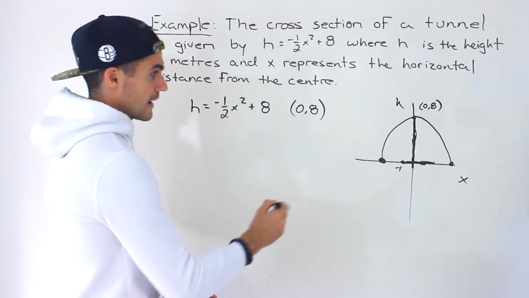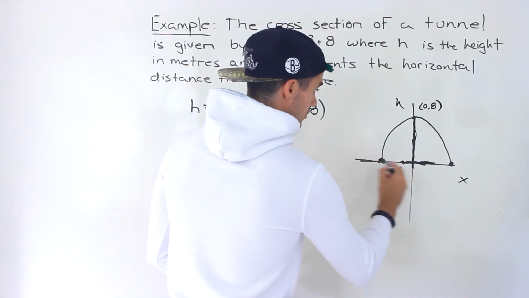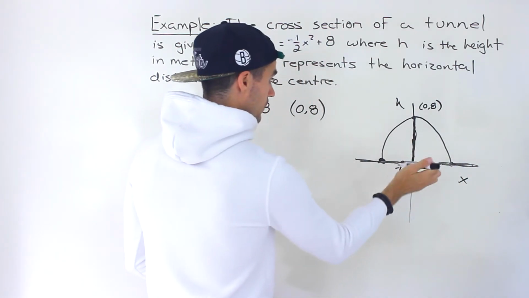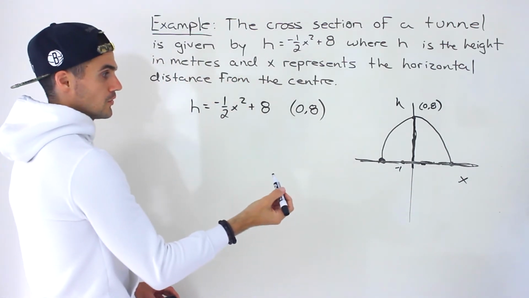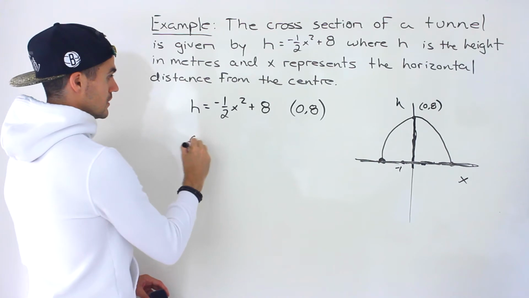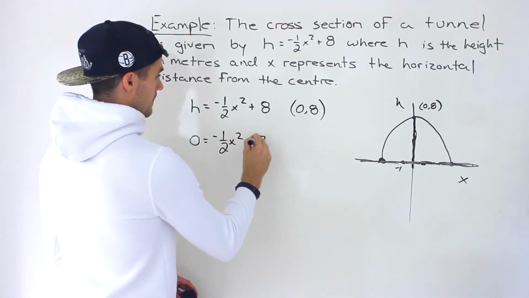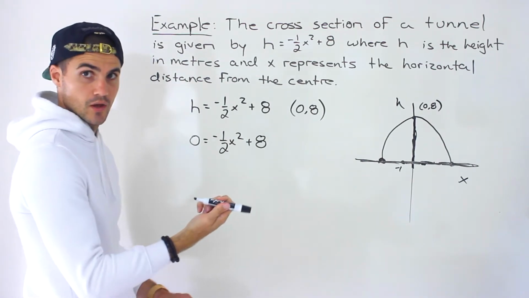So let's find these values over here, right? This represents the ground or the highway or whatever where the cars are going through. So let's find these points here. How can we find them? Well, notice at those points the h value is 0. So we would solve a quadratic equation over here.